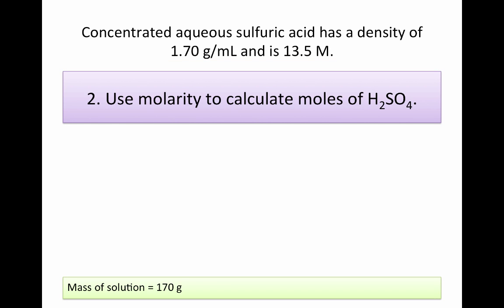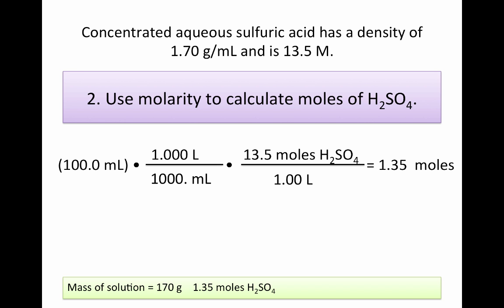Now we're going to use the molarity to calculate the moles of sulfuric acid. Now, molarity is moles per liter. We have 13.5 moles in every liter. Do we have 1 liter of solution? No, we don't. We have 100 milliliters, which we can convert to liters. If you can do that in your head, it's 1/10 of a liter. And then once we have the volume in liters, we can multiply by our conversion factor of molarity, which converts liters to moles, or vice versa. And we calculate that we have 1.35 moles of sulfuric acid.